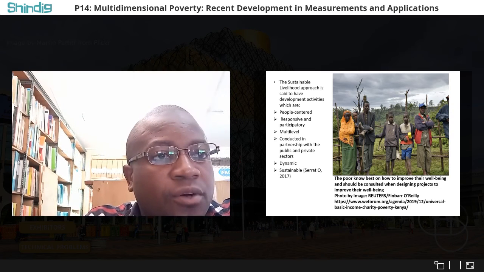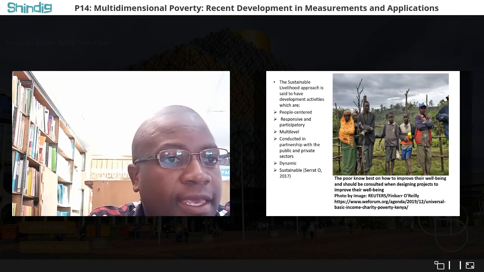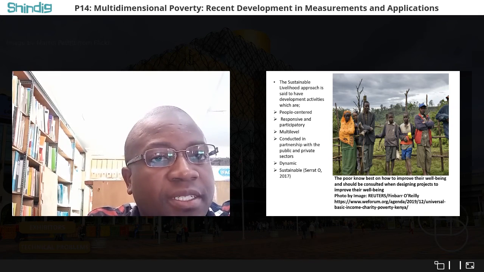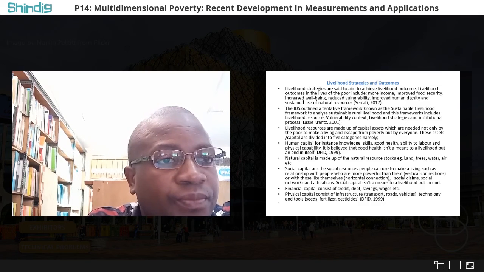Livelihood strategies and outcomes. Livelihood strategies are said to aim to achieve livelihood outcomes. Livelihood outcomes in the lives of the poor include more income, improved food security, increased well-being, reduced vulnerability, improved human dignity, and sustained use of natural resources.